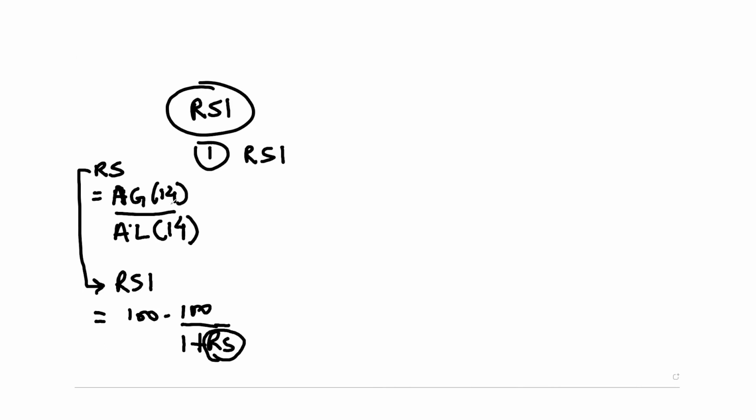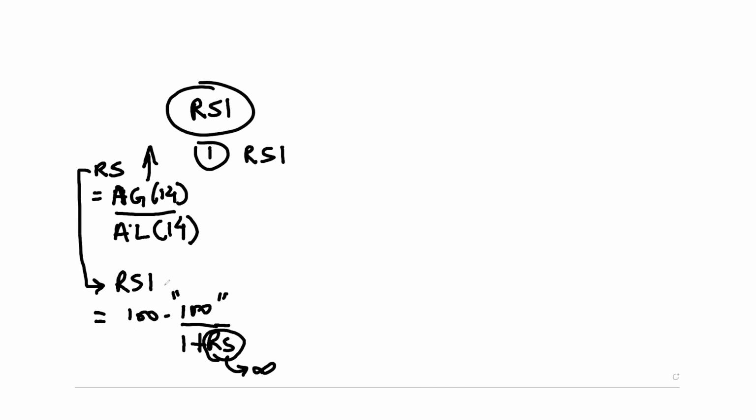The bigger RS is, which means the more average gains are compared to average losses, this number will tend towards infinity. It means you are dividing 100 by 1 plus infinity. Infinity could be, let's say, 1 crore, 100 crore, 1 trillion. If you divide 100 into so many parts, each part will be worth how much? Nil. So this entire thing will become nil, and it will be 100 minus nil, so it will be 100.